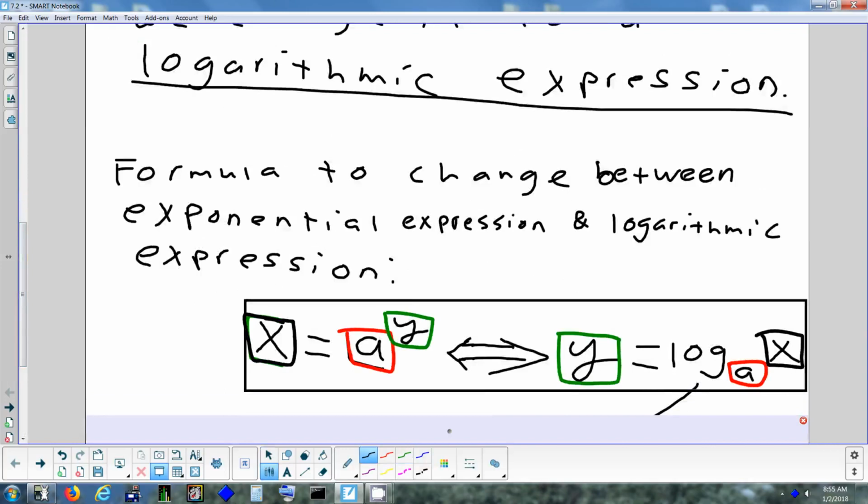Okay, so let's kind of look at what happened, because it's not random. There's kind of some reason why it got rearranged that way. So what's on the left is exponential form. Okay, how do you know that? Well, there's an a with an exponent of y, so it makes it exponential. On the right, that's log form, because it has the word log.